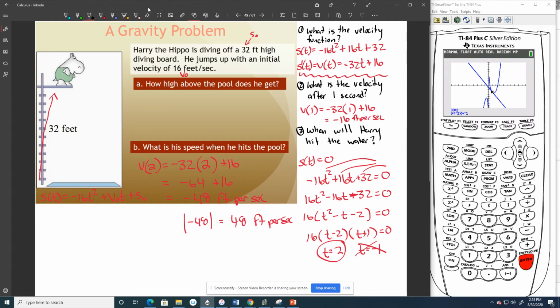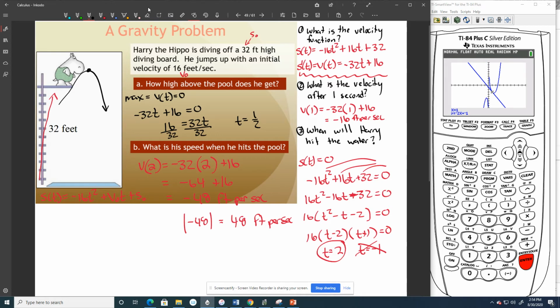The other question says, how high above the pool does Harry get? So remember, to find our maximum height, that happens when our velocity equals 0, because you're going up and then you switch directions and start coming down. And for just a moment, you're at the maximum height. You're not going up or down. You're stopped. So if I say my v of t formula is negative 32t plus 16, and I want that to equal 0, then if I move the 32t to the other side, it becomes a positive, which means that t is going to equal 1/2 when I divide by 32.